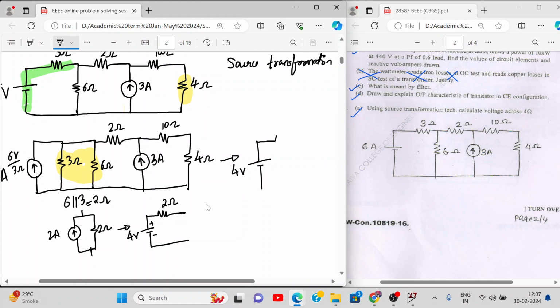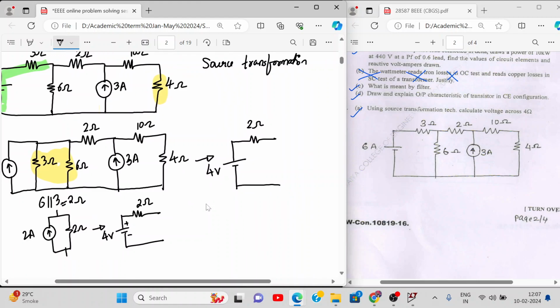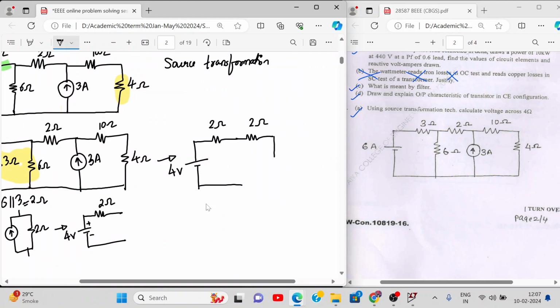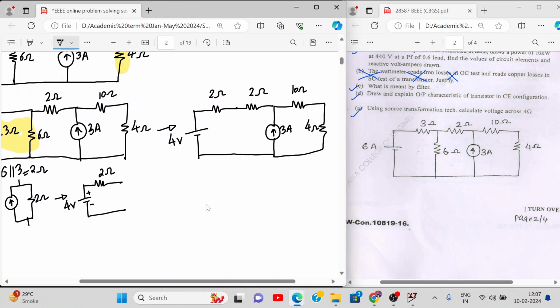So here we connect this 2 ohm resistance. Then we connect the next circuit. So these two resistances are gone. Now we have a series 2 ohm resistance. Okay. And we'll connect the next circuit like this. This is 3 ampere, 10 ohm and 4 ohm. Okay, now what do we do next? These two will be combined together, right? As how much? 4 ohm, 2 plus 2.